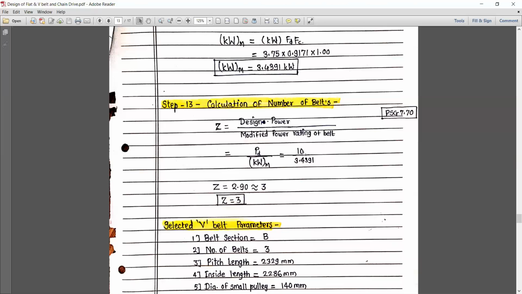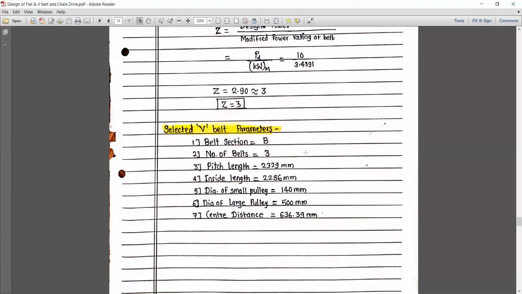So here I have noted down some important parameters which we have calculated. The belt section that we have selected is B section.